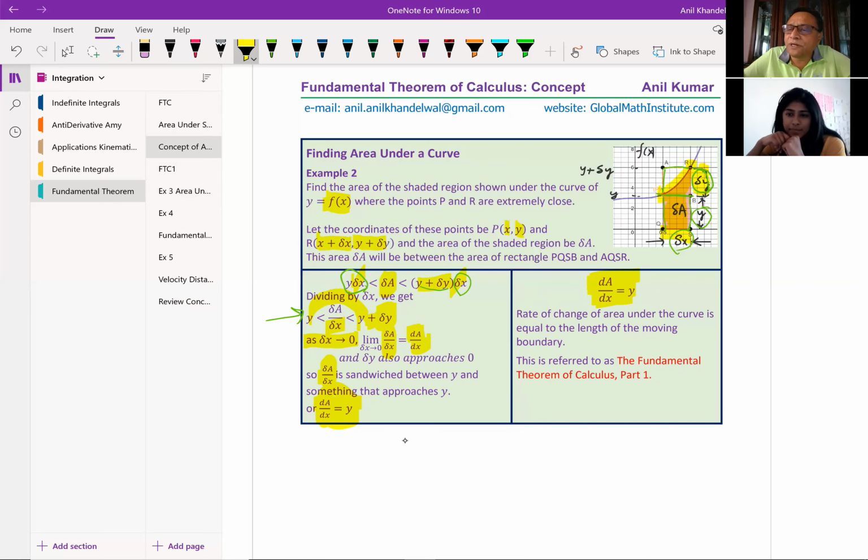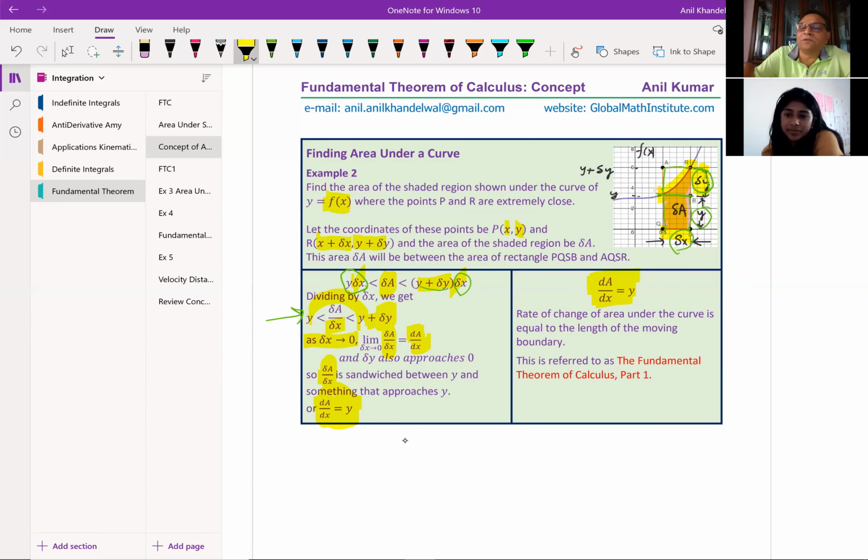It's a differential equation. You got a derivative on one side, a function on the other side. You can integrate antiderivatives to get the area itself. See how simple it has become? Finding area under the curve was so difficult, and now we have a very simple way. Antiderivative of the function is the area under the curve.